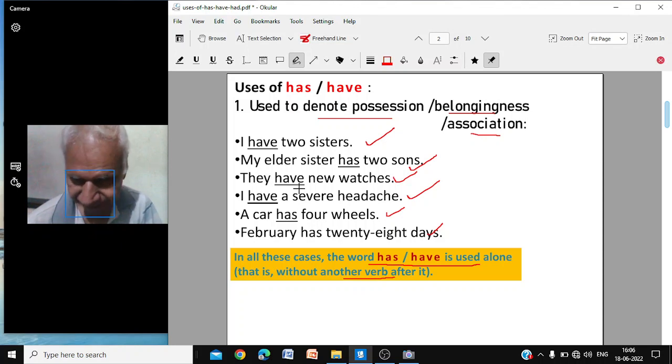Has or have is not followed by another verb. We are not writing he has gone, he has taken, he has made, they have done the work. No. Has or have, a single word and not followed by any other verb. So has or have, when used alone and not followed by any other verb, means possession or belongingness, when you are not using has with any other verb.